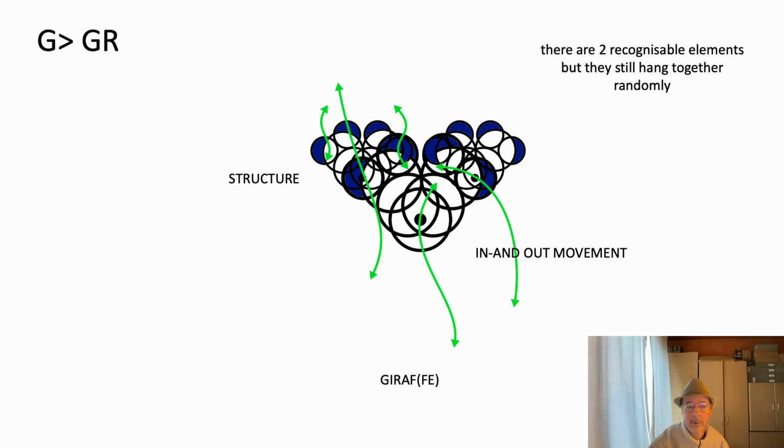But anyhow, what will be visible already with this written word giraffe are two main ideas that you can make of it. So there's this kind of structure that is noticeable, and there's this in and out movement that hangs onto this structure. They are recognizable, but either way they hang a bit together randomly.